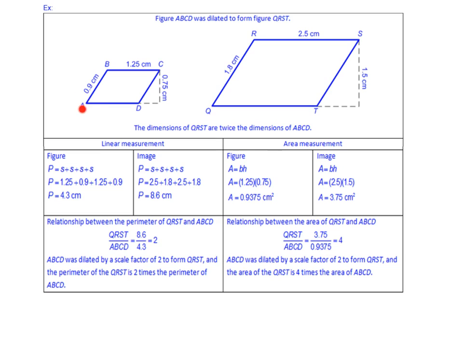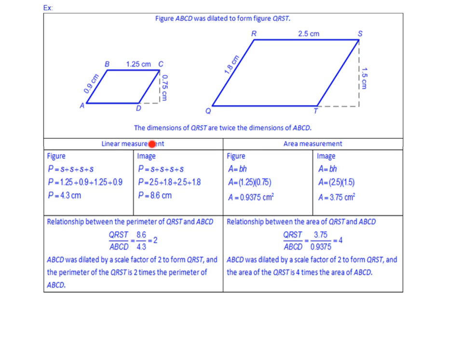So what this is saying is that angle A has been dilated and became angle Q, angle B dilated to become angle R, angle C dilated to become angle S, angle D dilated to become angle T. It gives us a number here. The dimensions of QRST are twice the dimensions of ABCD. So if they are twice, then we must have a scale factor of 2.